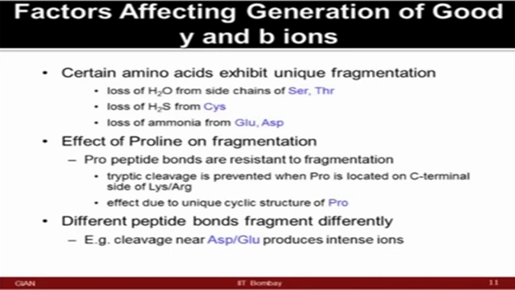Different peptide bonds fragment differently, especially because there are certain amino acids near those where very intense B ions are produced. So, aspartate and glutamate are going to create some anomaly in terms of the reporter ion intensity. What it means is that it is not always your collision energy and your sample preparation that are the only factors. The abundance of amino acids present in your given proteins is also going to govern how good your fragmentation is going to be and what kind of intense ions you are going to see.